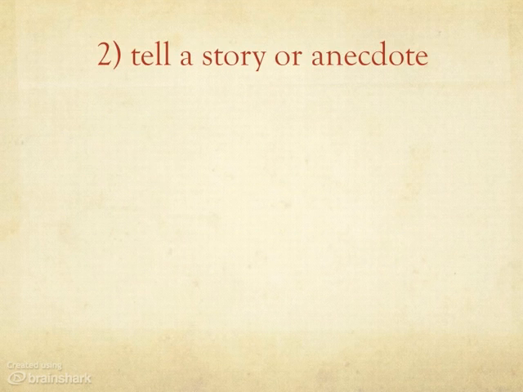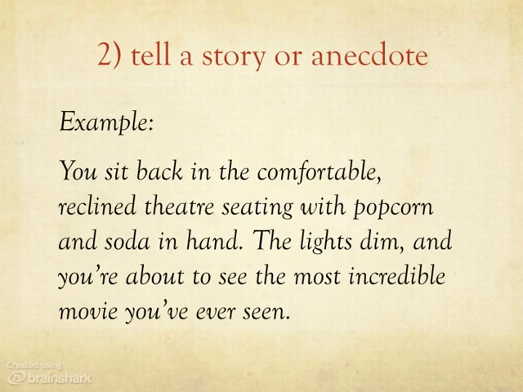The second strategy to writing a hook is to tell a story or an anecdote. An anecdote is basically a story. Here's an example. You sit back in the comfortable reclined theater seating with popcorn and soda in hand. The lights dim and you're about to see the most incredible movie you've ever seen. With this strategy, I'm trying to set the mood for the reader so that they picture what I'm talking about in their head. It gets them ready for what I'm about to argue.